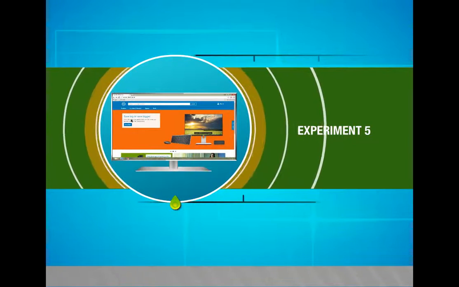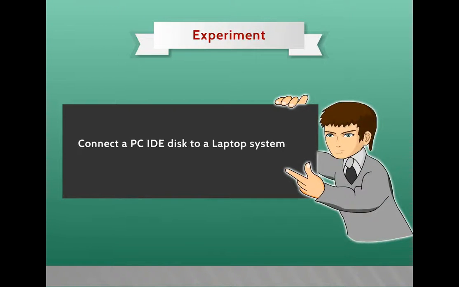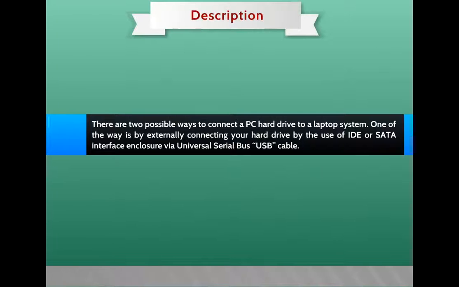Experiment 5. In this video, we are going to see about Experiment 5. Experiment: Connect a PC IDE disk to a laptop system on a USB port. Description. There are two possible ways to connect a PC hard drive to a laptop system. One of the ways is by externally connecting your hard drive by the use of an IDE or SATA interface enclosure via a universal serial bus, that is, a USB cable.